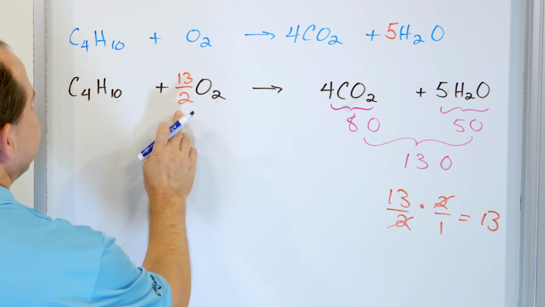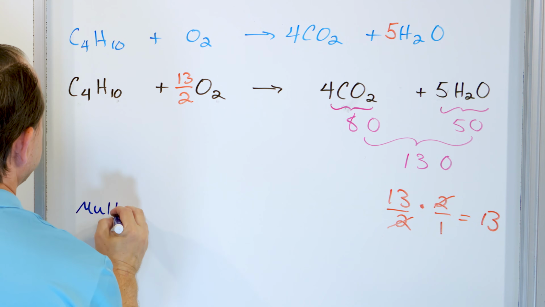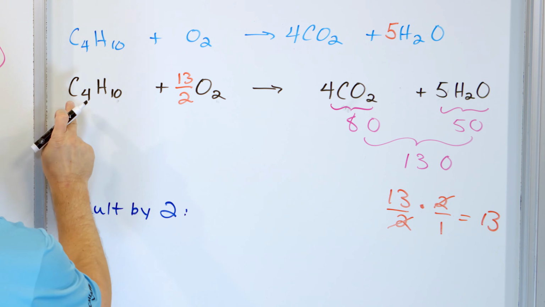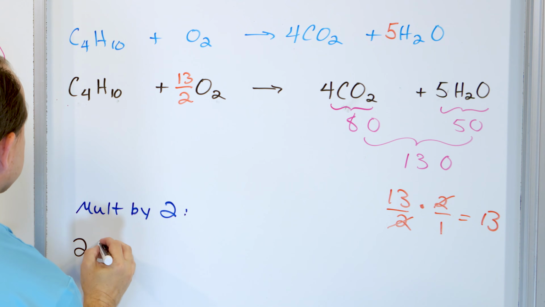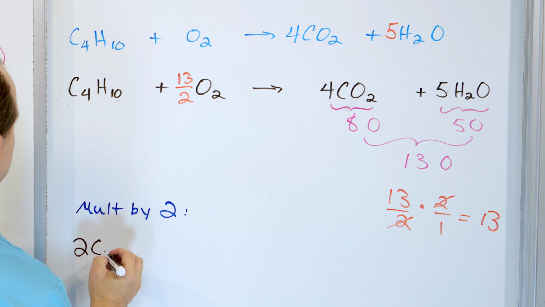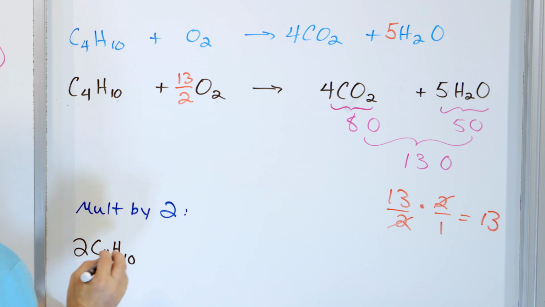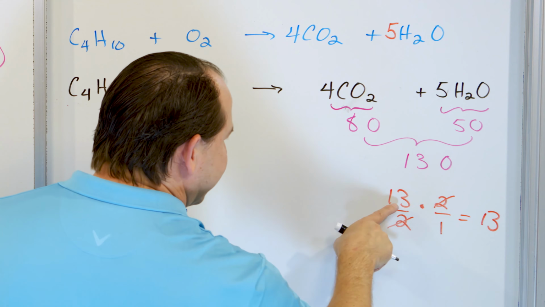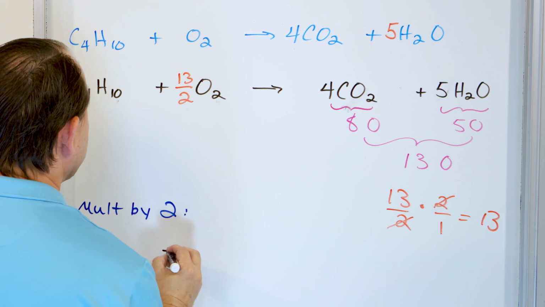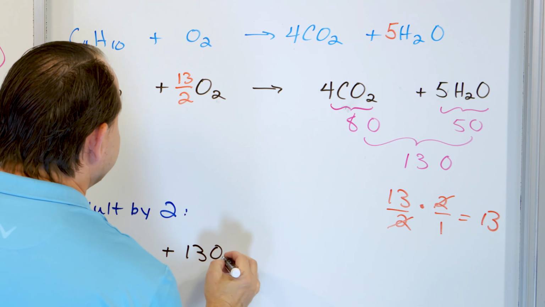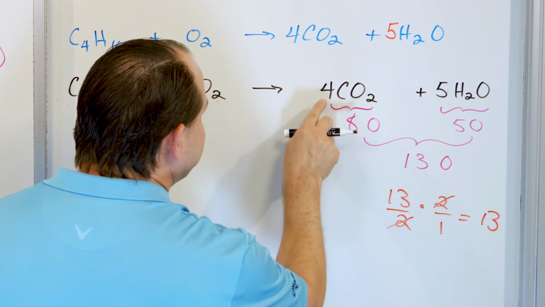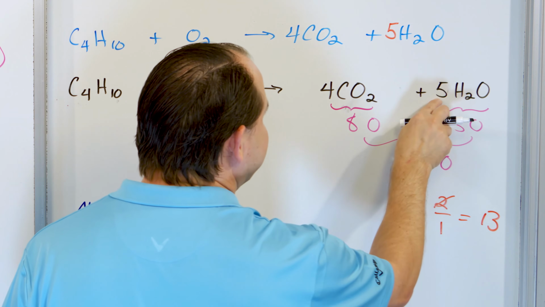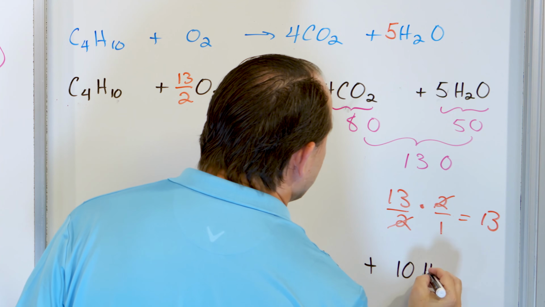So what I'm going to do here, since there is a 2 on the bottom, I'm going to multiply by 2. And what does that do? Well, if I multiply this by 2, it's going to be 2 C4H10. And if I multiply this by 2, it's going to be exactly what we have right here. I just showed you how it cancels, and so you just get 13. So when we multiply by 2 here, we're going to get 13 oxygen molecules. If I multiply this by 2, 4 times 2 is 8, so it's 8 CO2 molecules. And if I multiply this by 2, 5 times 2 is 10, and that's 10 water molecules.